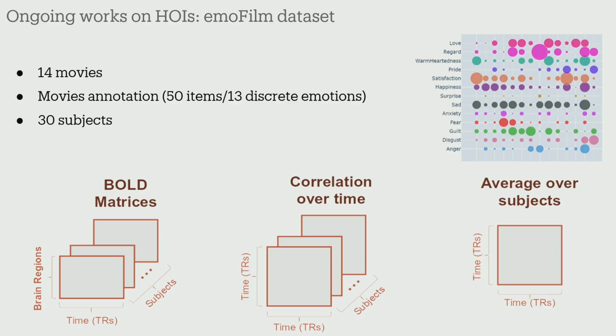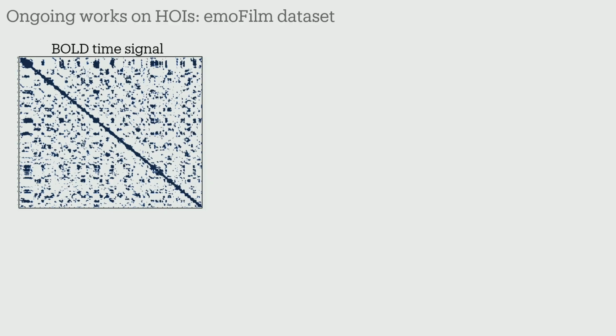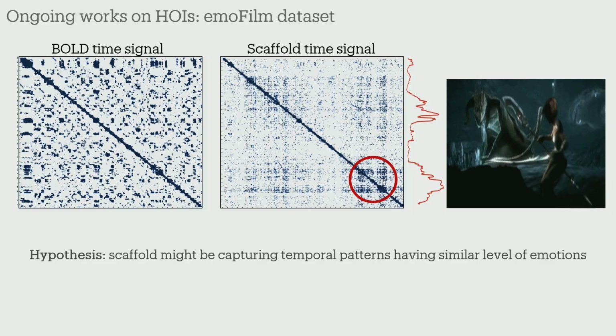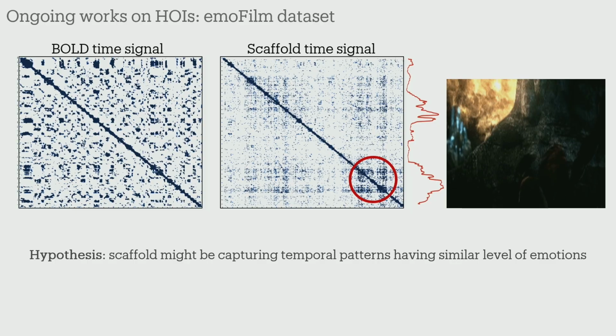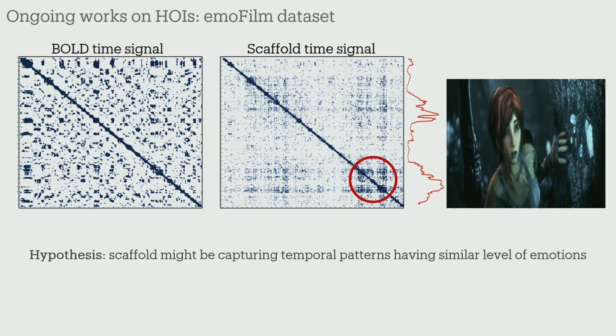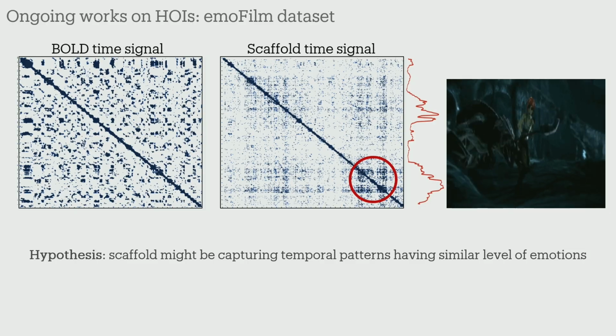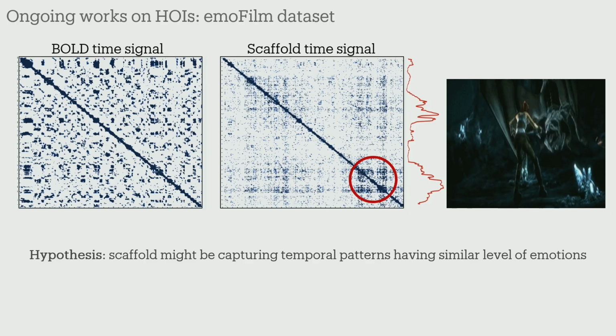In particular, if we do exactly the same things, and we compare, for instance, bold versus scaffold, what we observe is a kind of random pattern for a certain movie, for instance here, for the bold time series, but when we move to scaffold, you start seeing a bit more temporal patterns, so similarity across different spatial organization. In particular, if you focus here, what we observe is that these actually link to one particular scene of the movie, which is the fight between the two main characters of the movie. And so the hypothesis is that the scaffold might be capturing temporal patterns having a similar level of emotions.